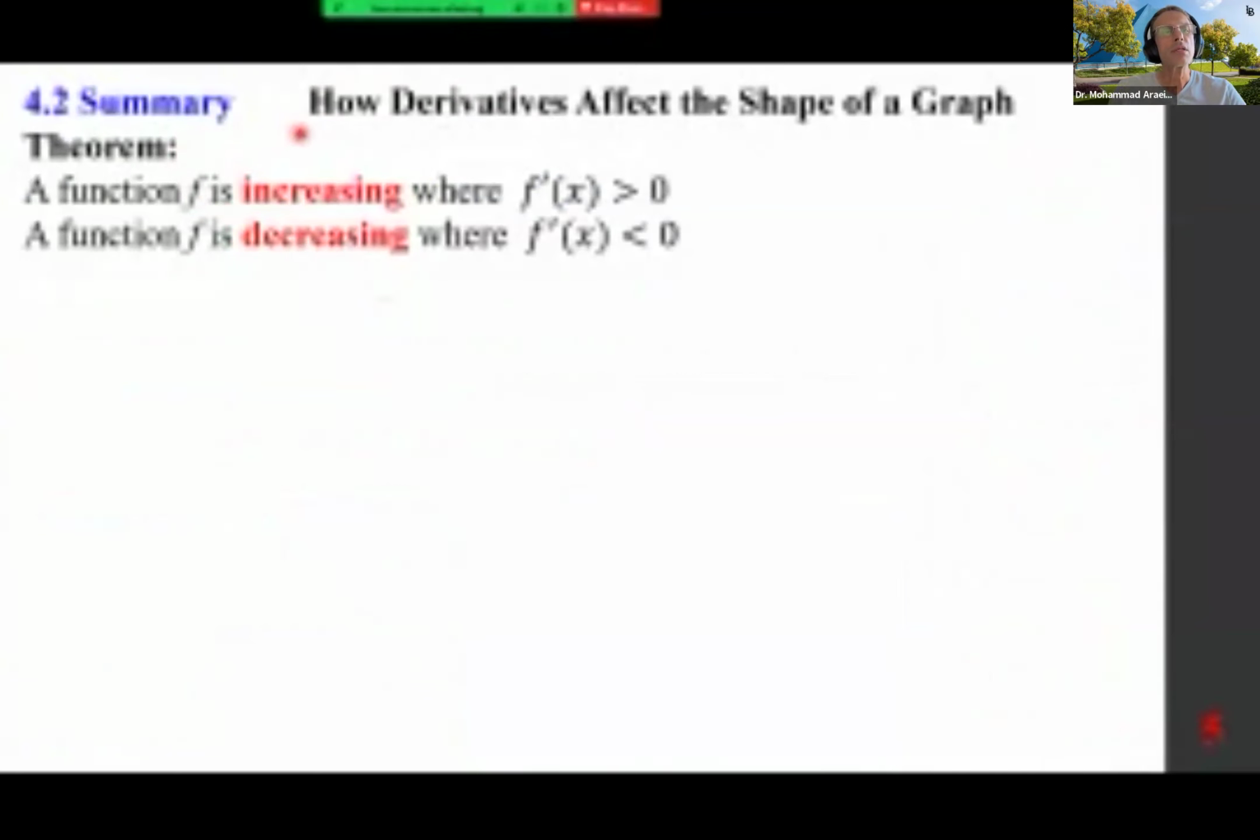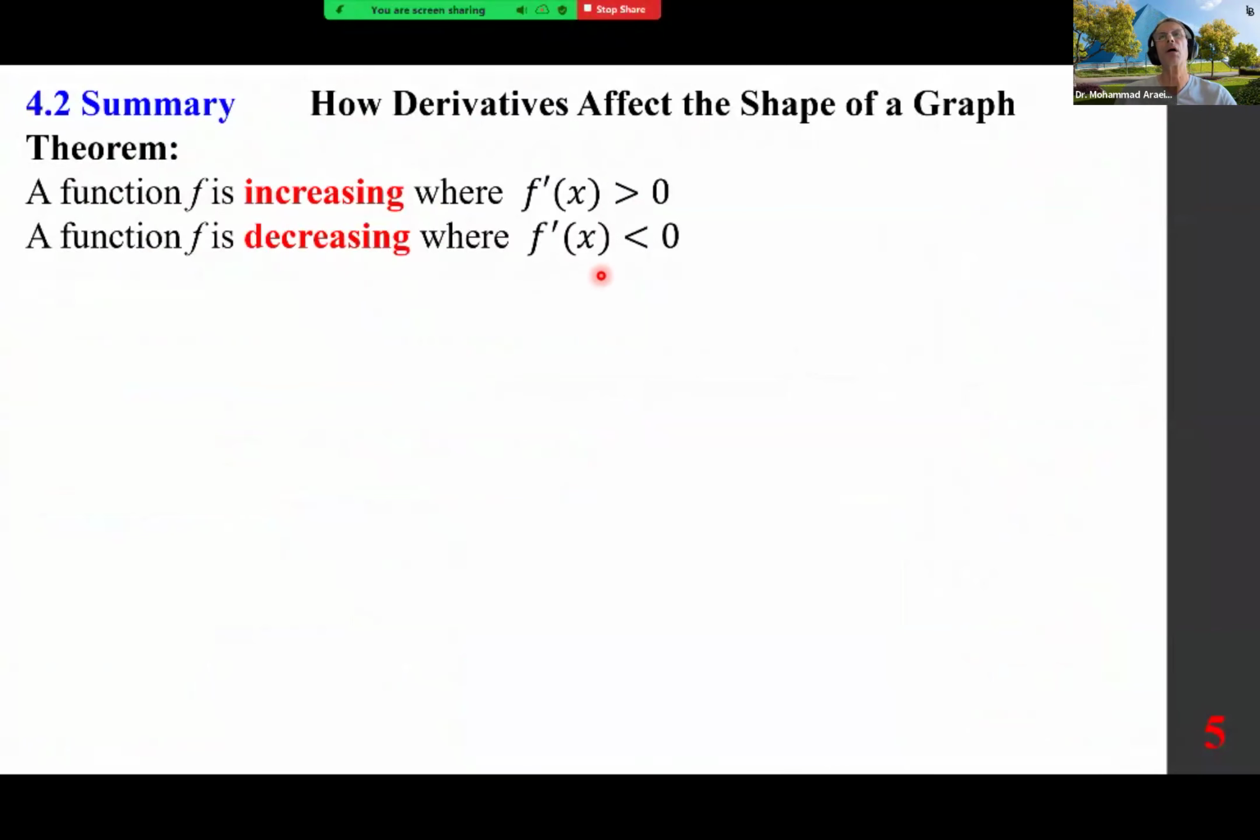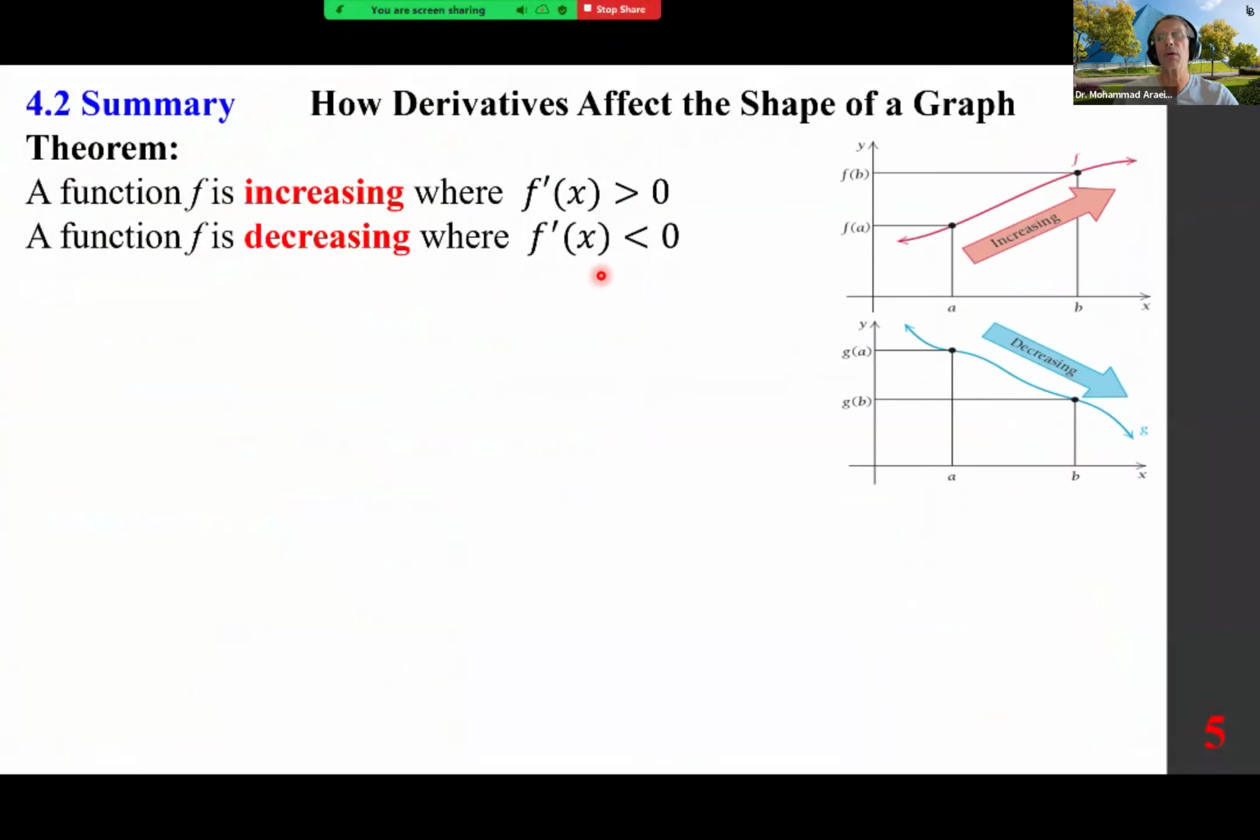Now we're going to go to the summary of this section 4.2, how derivatives affect the shape of a graph. A theorem: a function is increasing where f prime is positive and decreasing where f prime is negative. Think about this curve. Imagine that it's a line. This is a line with a positive slope. This is a line with a negative slope.